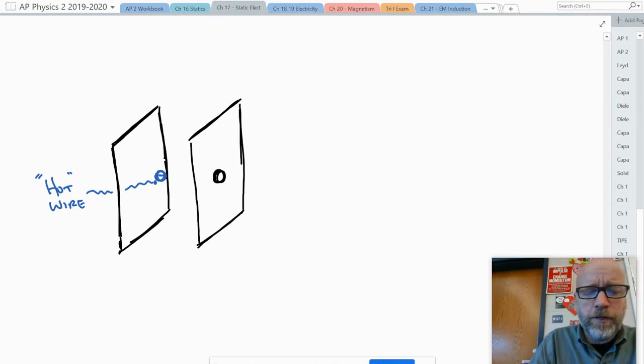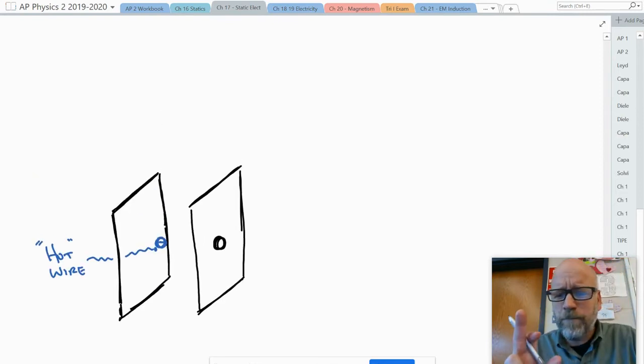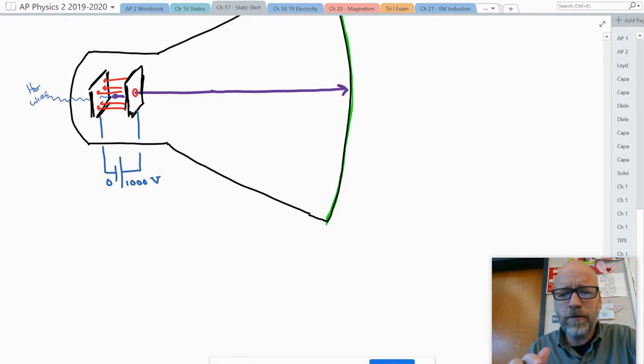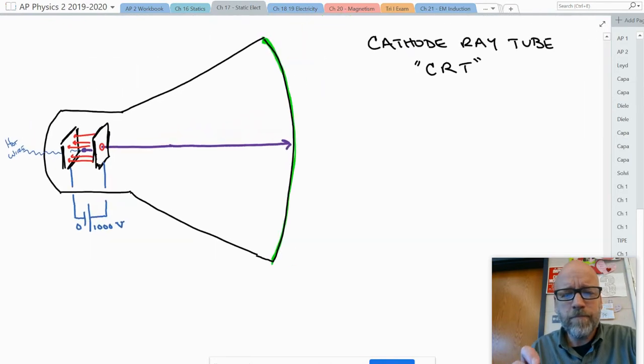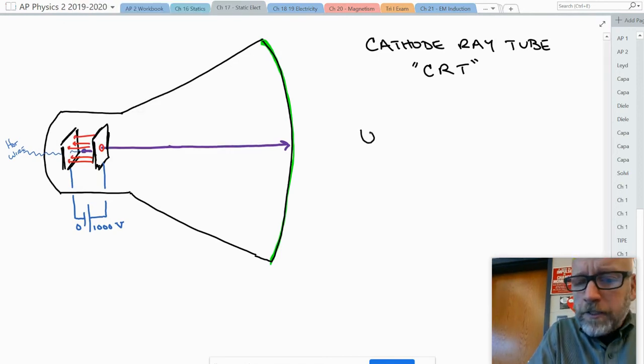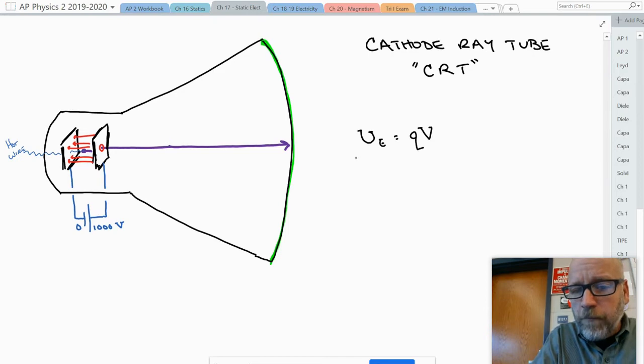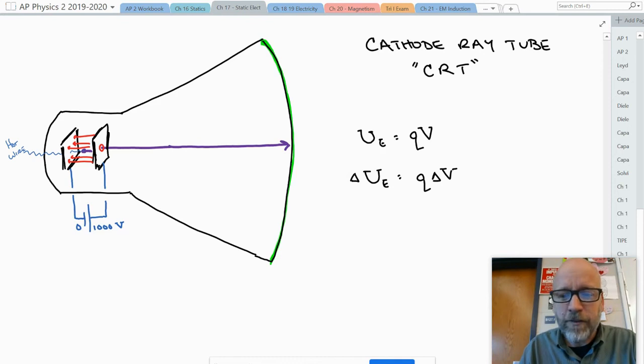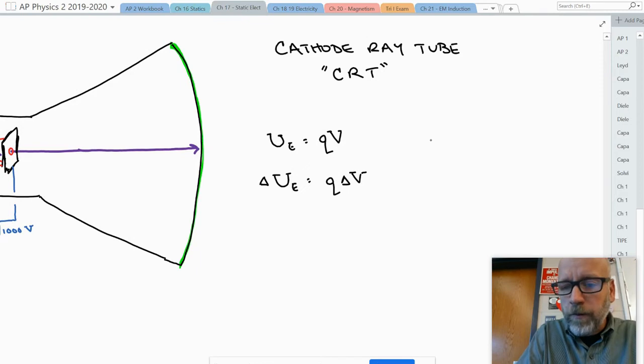I don't think you need to redraw the plates because I bet you did a pretty good job. Here's what I'd like to remind you of. The formulas we're going to deal with are electric potential energy, UE, would be Q times the voltage. Therefore, the change in electric potential energy would be Q times delta V. Nice.